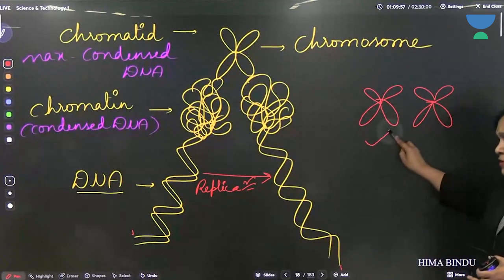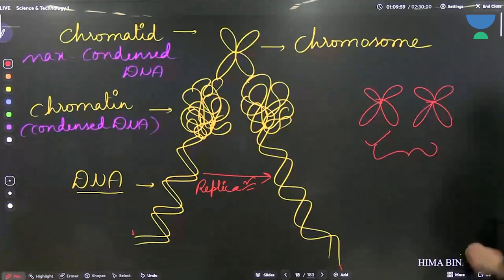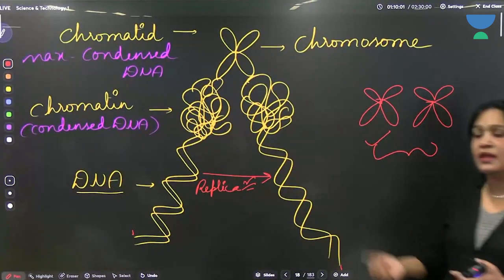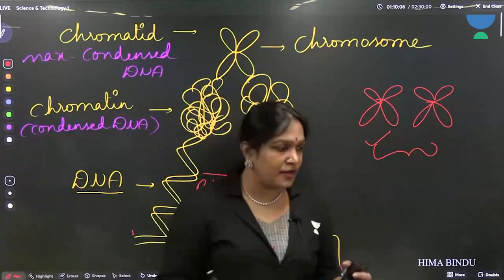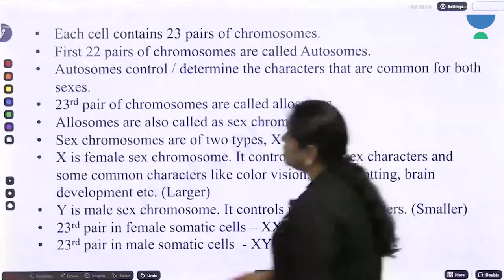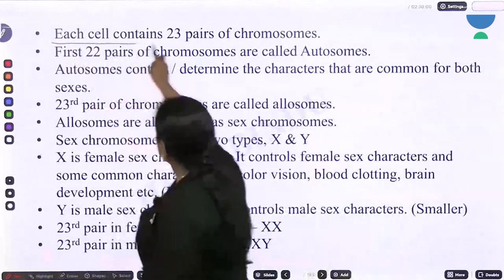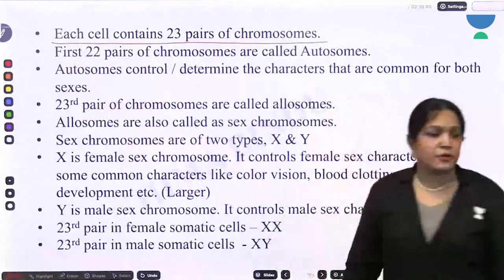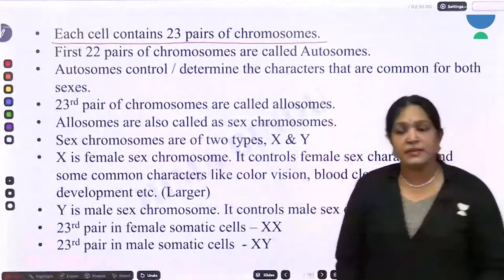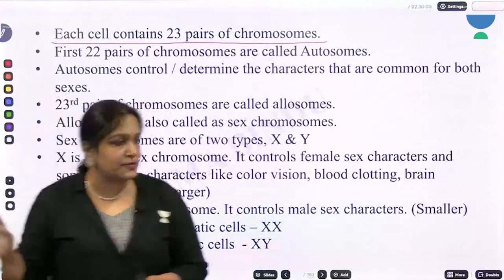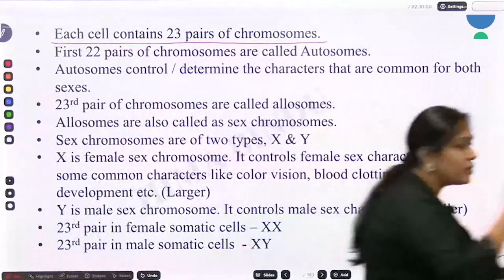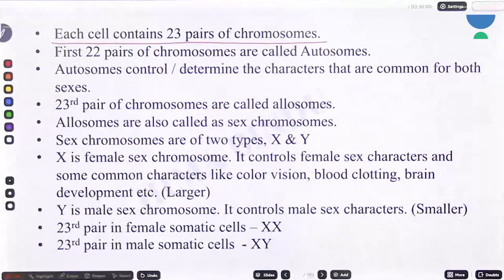अगर ये एक क्रोमोसोम है तो और ये एक pair of chromosomes है तो in one cell how many chromosomes we have? So we have, look at here, each cell contains 23 pairs of chromosomes. Each cell means literally each cell. Your hair cell also will have 23 pairs of chromosomes. Your nail cell also will have, your kidney cell, liver cell. Every cell in your body will have 23 pairs of chromosomes.